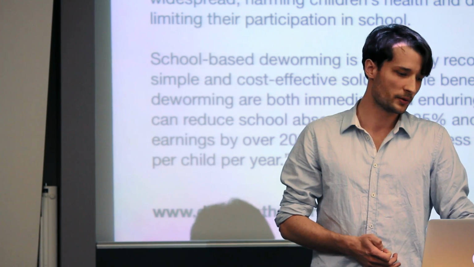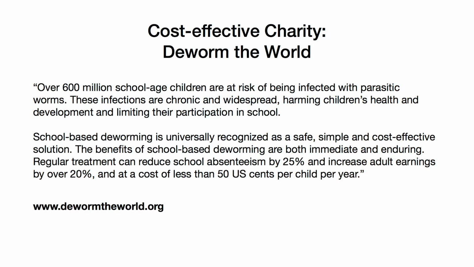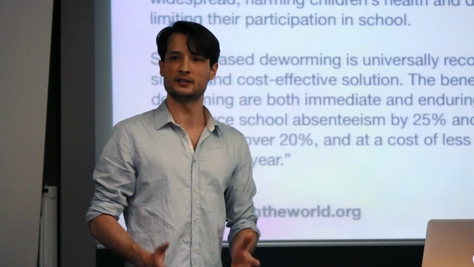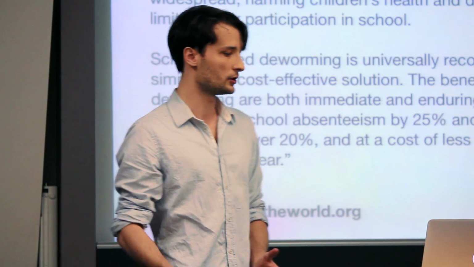The benefits of school-based deworming are both immediate and enduring. Regular treatment can reduce school absenteeism by 25% and increase annual earnings by over 20%, at a cost of less than 50 US cents per child per year. So by just donating 50 cents to this organization, I can deworm a child somewhere in a third world country.